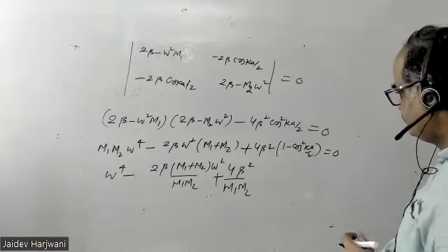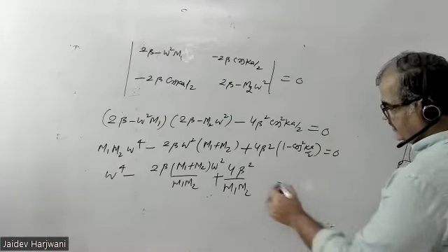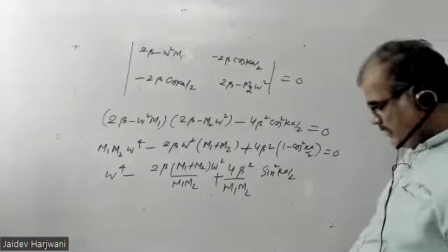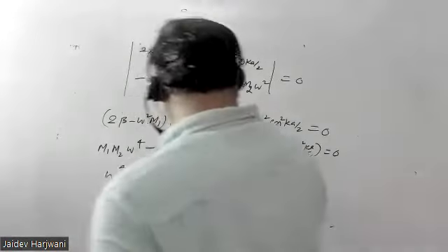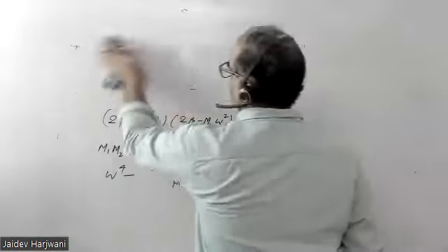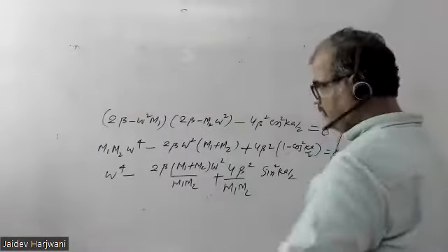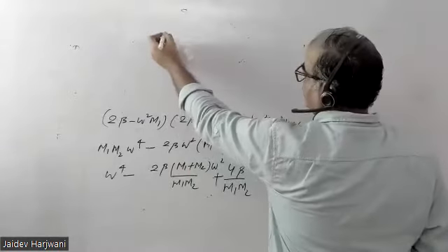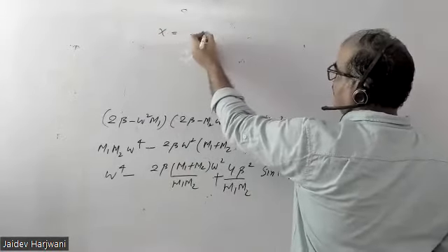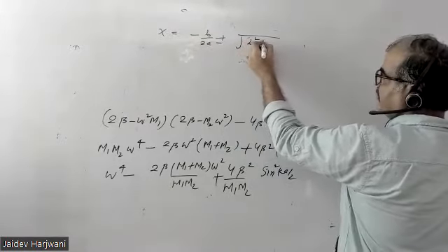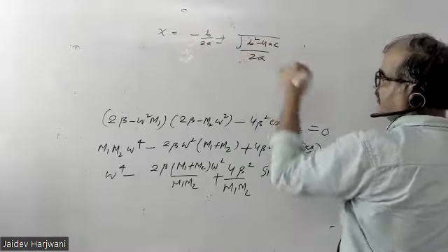Sin square k by sin square k 2. Sin square ka by 2. Okay, this is the equation, and divide by, of course, m1 m2. Now the solution of this equation, you know what the solution will be. If I take this equation, this will be minus b upon 2a plus minus root of b square minus 4ac by 2. This is a quadratic equation.